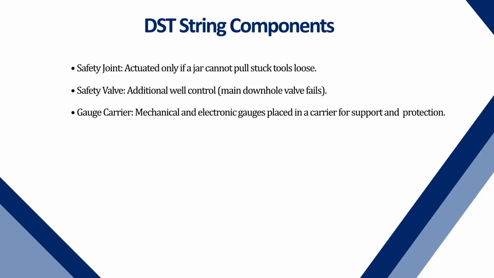Gauge carrier: mechanical and electronic gauges are placed in a carrier for support and protection. Sampling chamber tool: traps a downhole sample during the test without well shut-in.